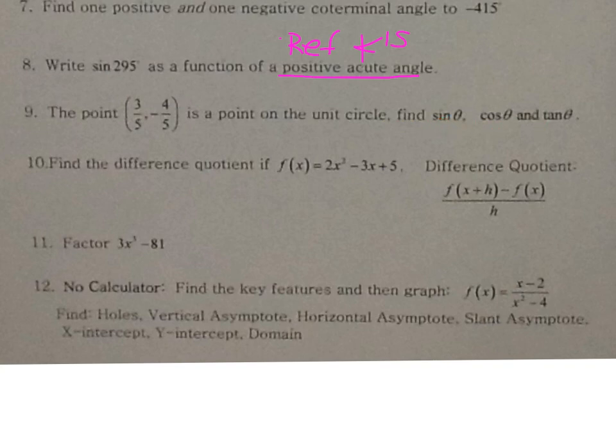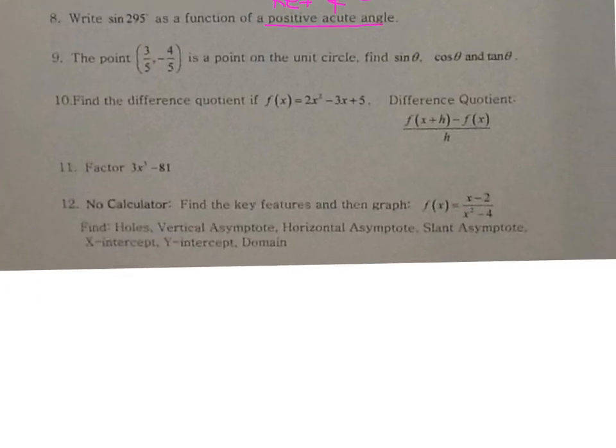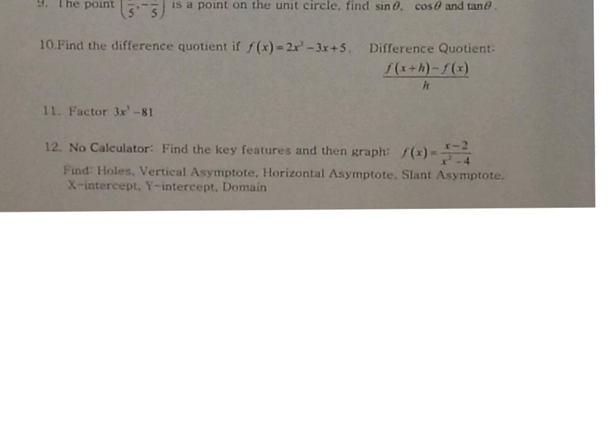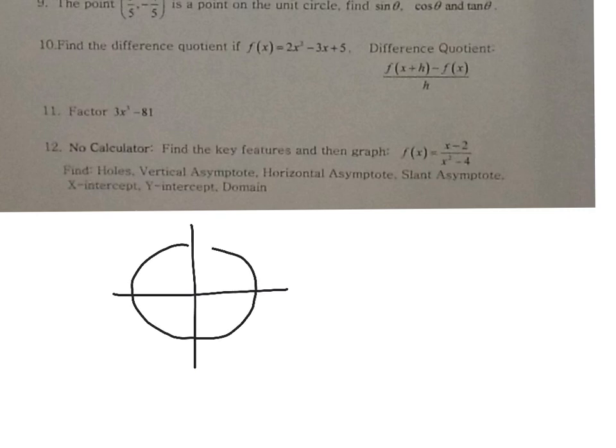All right, so now if this is a point on the unit circle, and the point is positive x, negative y, that means it's a point on the unit circle in quadrant 4, because it's a positive x and a negative y.